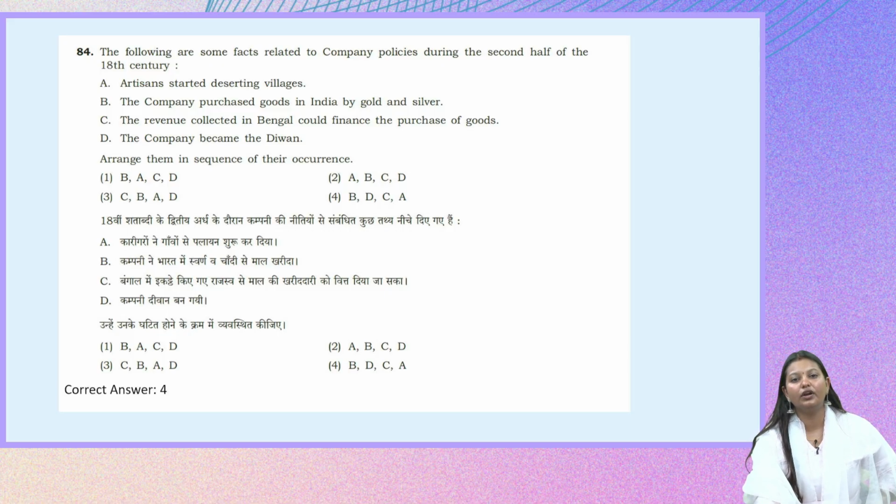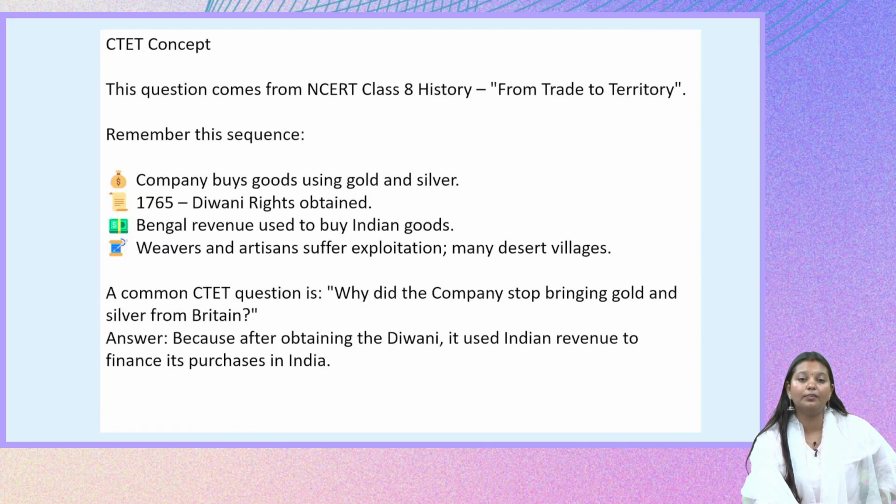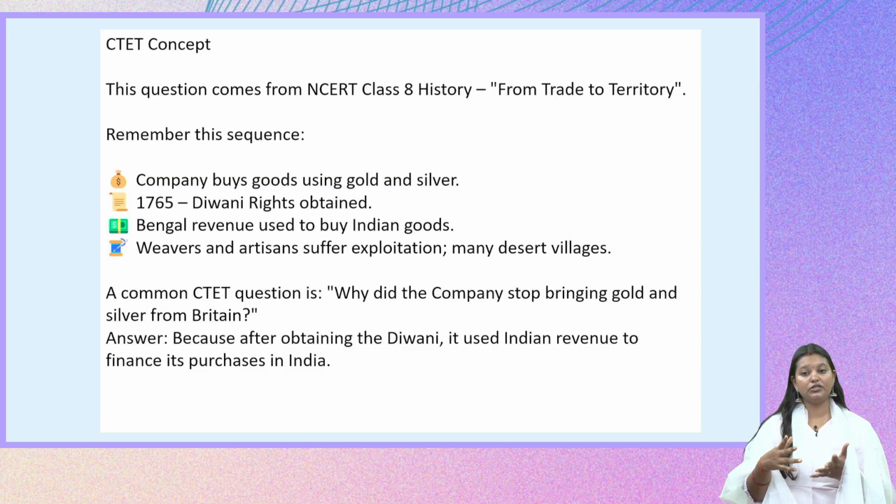And also, for us to understand what the company did and in what order these things have happened, we can look a little bit more into some of the important things that we need to remember. So, in our history textbooks, they have clearly mentioned the state of events that have occurred and how the company came into power. Some of the important points I have put forward here. So, for us to remember well, the company buys goods using gold and silver.